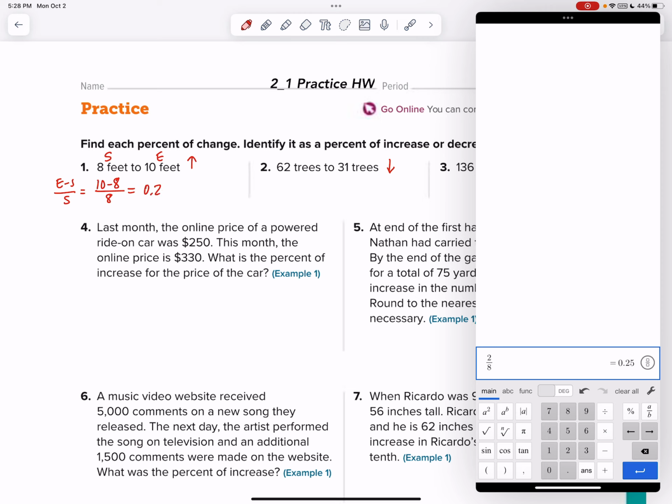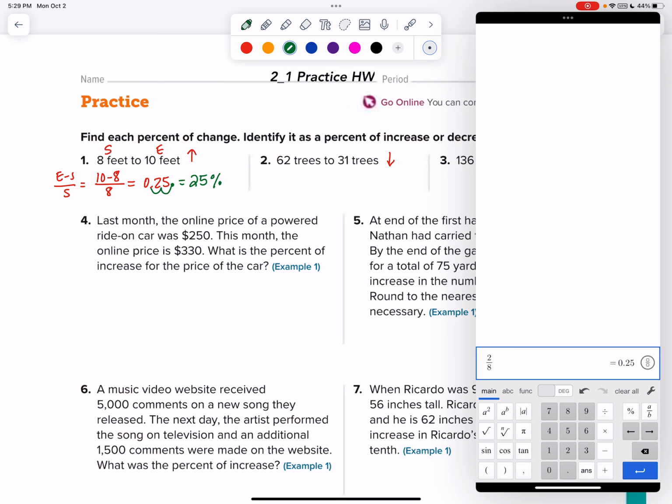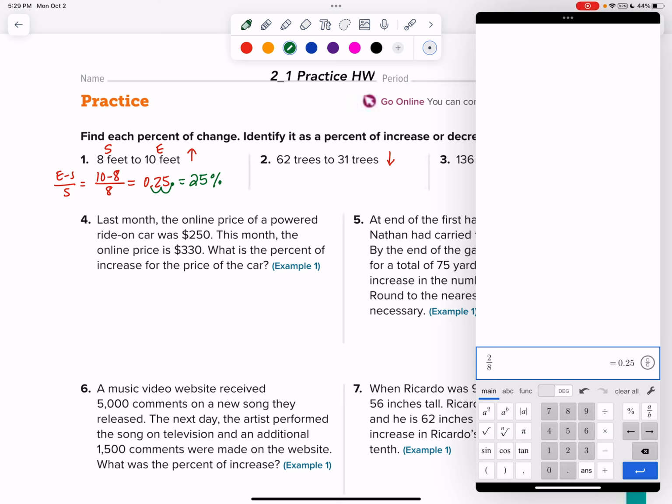0.25. So 0.25. And then what I need to see, maybe even in a different color, is your 2 swoops. And then you can show that that equals 25%. Okay. All right, let's go ahead and do the next one. I would lose a point on the first one because I didn't identify it as a percent of increase or decrease. So you need to make sure that you show that word there, okay?